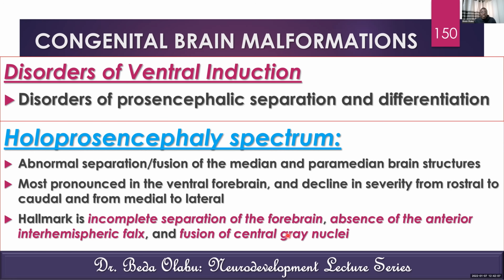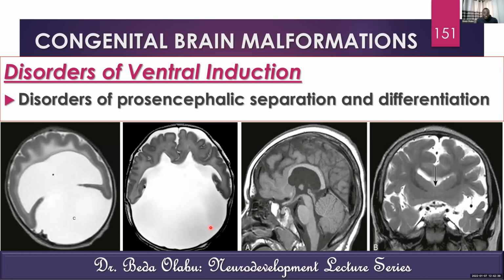Lastly, they may have fusion of the central gray nuclei. The central gray nucleus here refers to the diencephalon, and let's keep it simple, thalamus. So are the two thalami fused or well separated? In holoprosencephaly, the right and the left thalamic nuclei are fused. We have fusion of thalami.